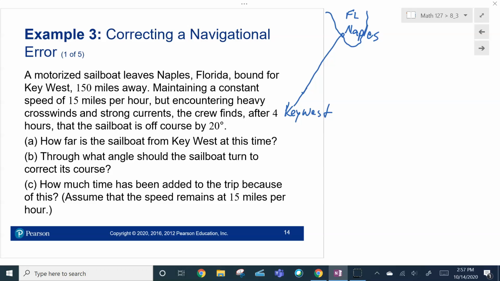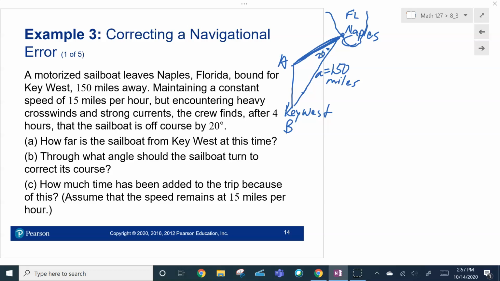Let me draw this here. This is C. We call this angle B. And the problem is this thing got blown off by wind. They drove for 4 hours, but they got blown off course. So normally it's 150 miles, but they got blown off course in this direction by 20 degrees. So we know angle C is 20 degrees.